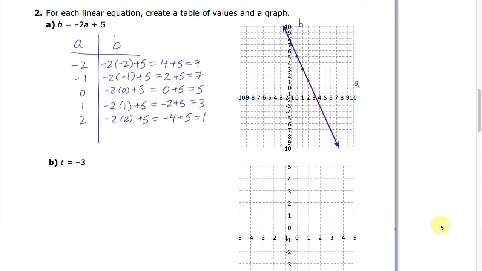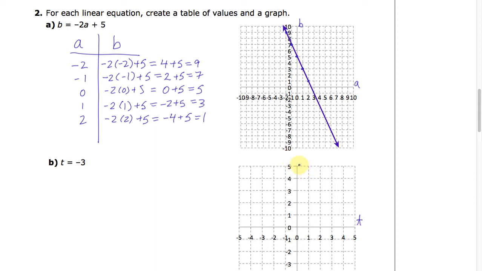And there we go. So now the next relationship we'd like to look at is t equals negative 3. There's no real indication whether this should go on the vertical or the horizontal axis. But for this one, I've decided to put it on the horizontal.